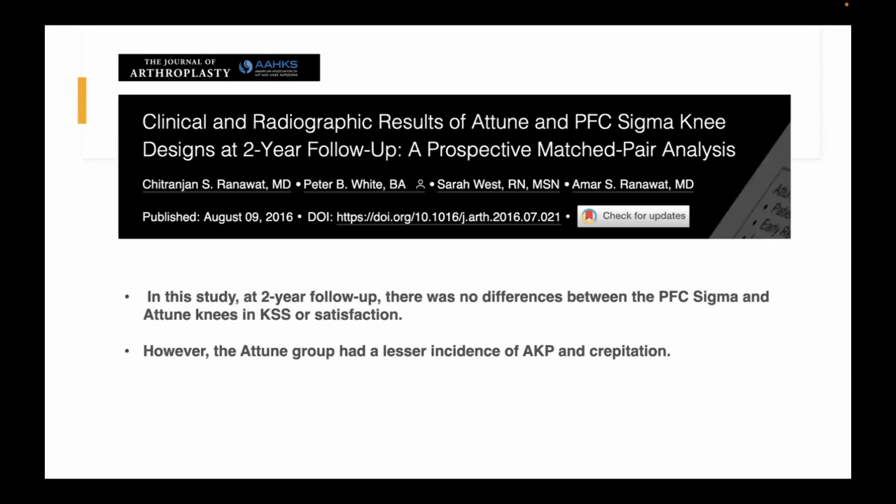This is a study published by the Ranawat group comparing the Attune and the PFC Sigma. Both are prostheses from DePuy. In Attune, the trochlea is 3 degrees deeper than the PFC Sigma, but they showed that there was not much difference between the PFC Sigma and Attune knee in case of satisfaction, but the Attune group had lesser incidence of anterior knee pain and crepitation.